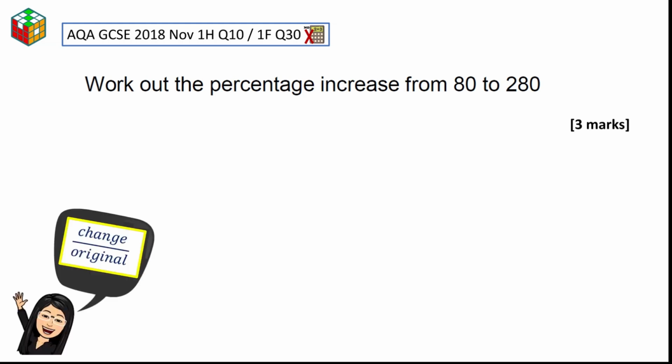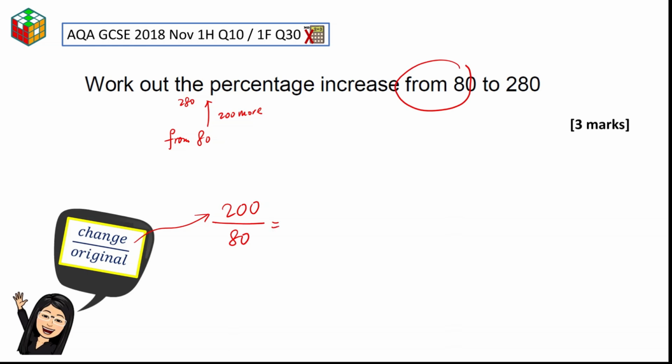Let's have a look at an exam question. This is a crossover question. Work out the percentage increase from 80 to 280. Remember, the change over the original. Step 1 is to write down the change. From 80 all the way to 280, that is 200 more. So 200 more is the change over the original, 80.